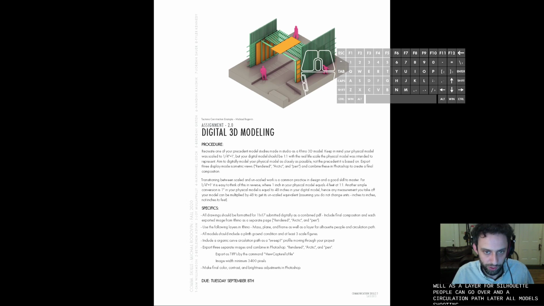All models should include some ground condition, or in this case, I'm calling it a plinth. As you see on the screen in front of you, there's a ground surface that is charcoal gray. That is the plinth in this case. If your model did not include one, you should make one for the digital version of it. You're going to include a circulation path using the Sweep 1 command, which I will go over in the modeling section of this tutorial.